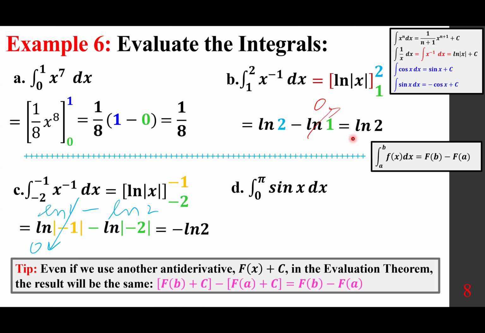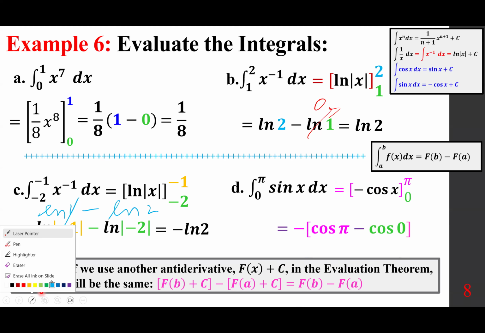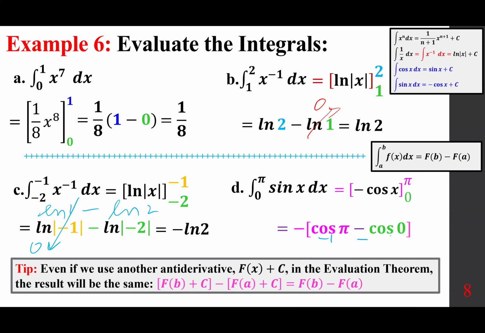The integral from 0 to pi of sine, you know the derivative is cosine. The integral is negative cosine, and we're going to evaluate it from 0 to pi. So we're going to take the negative sign out and say cosine of pi minus cosine of 0. Cosine of pi is minus 1, minus cosine of 0 is 1. So we are looking at negative 2 inside the brackets times negative, positive 2.